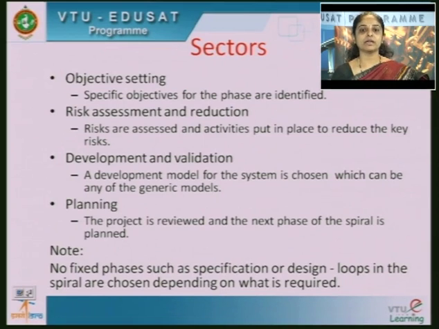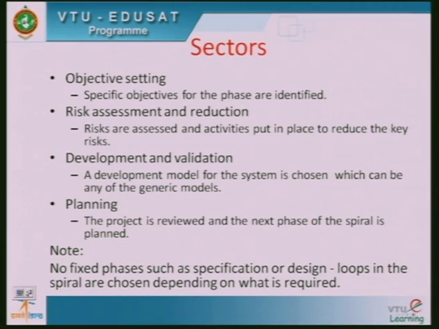Then what we have to remember in the spiral model, as we conclude today's lecture, is that there is no fixed phase such as specification or design. Now, these loops in the spiral are going to be chosen based on what is required. Okay. So, you have the liberty to choose the phases in the form of the spiral loops based on what you require. So, there is no fixed type of activity in each phase.